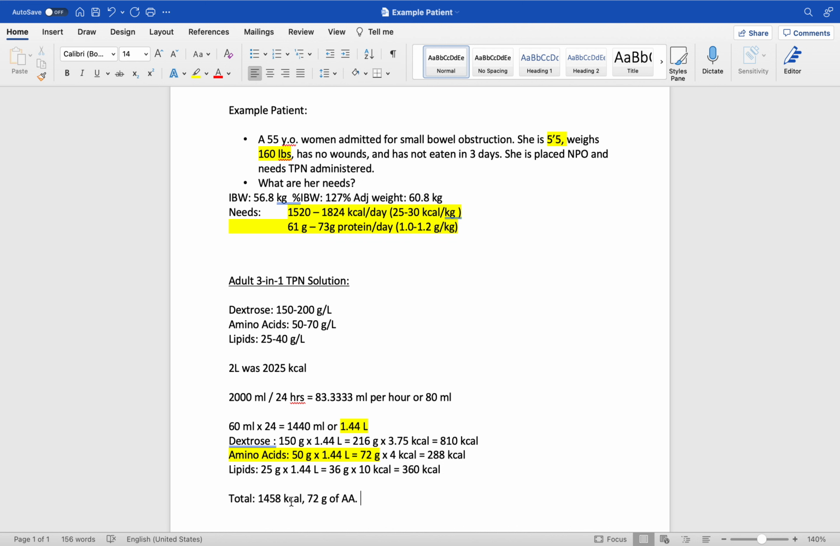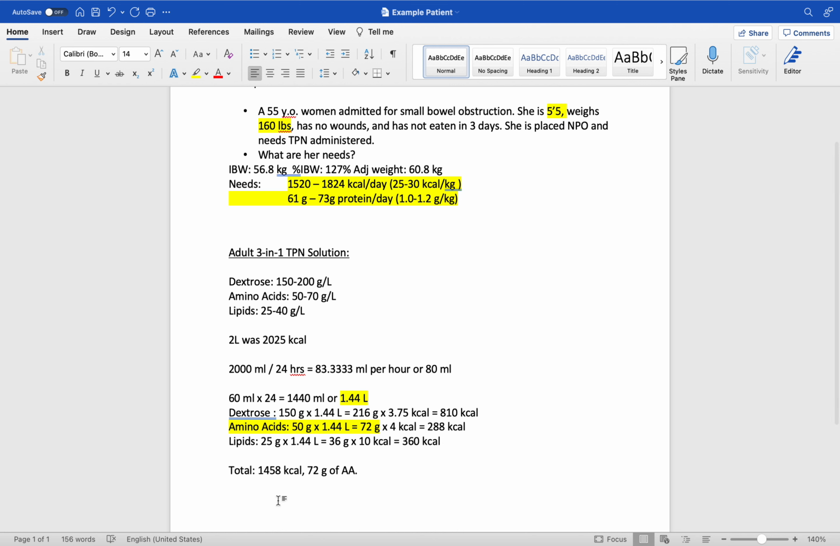Okay, so my protein is exactly where I want it to be. It's right at that number, but my calories are a little low. I want at least 1500 if I can get it. A little bit in the middle would be better. So what do I do? Well, I don't want to change my rate. That sounds a little weird, but I don't want to change my rate because this 60 mLs per hour gives me that many liters for the day. And that many liters gives me that amount of protein. And I have 50 to 70 grams of protein to work with. I'm already at the baseline 50, so I can't really drop it.